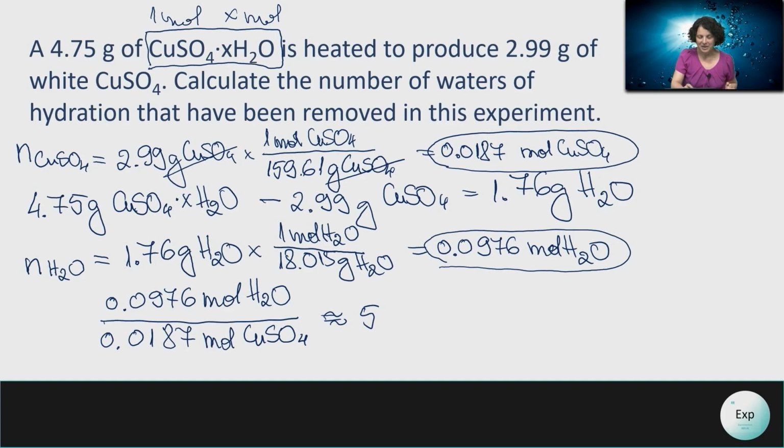And that makes a lot of sense because the most common compound that forms from copper(II) sulfate is a hydrate known as copper(II) sulfate pentahydrate, which has a 5 in front of the waters of hydration.